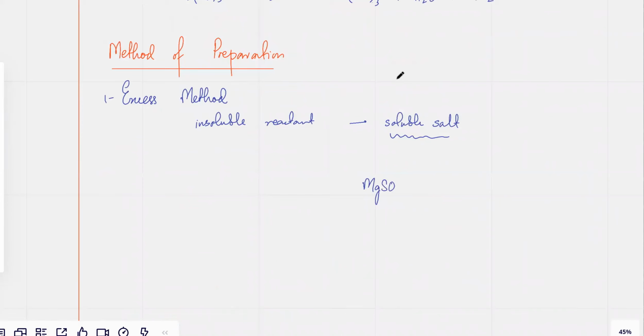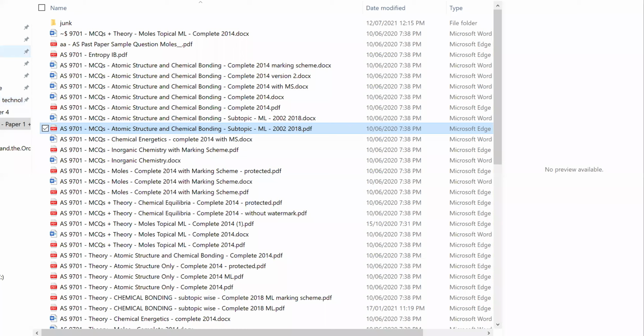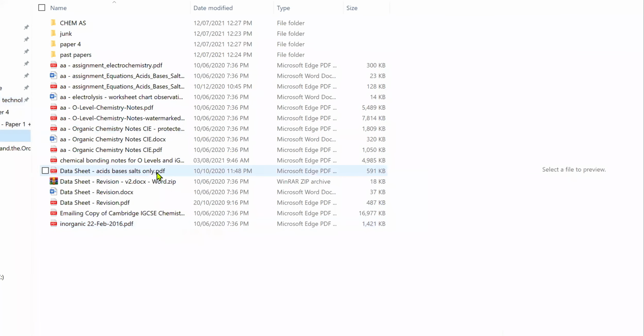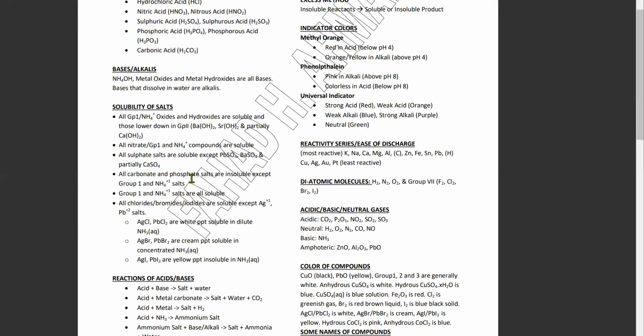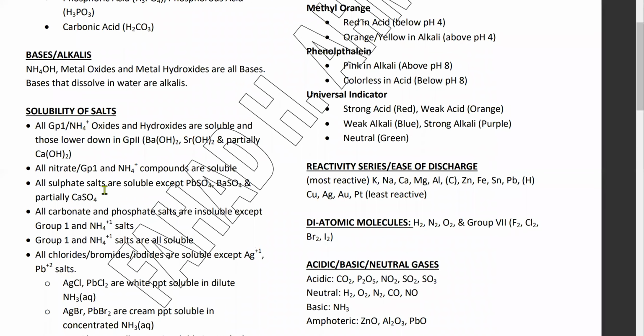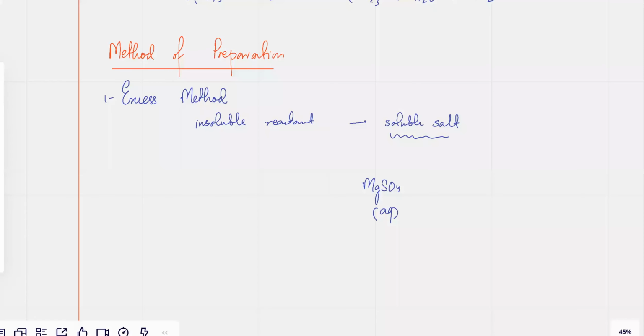According to the solubility table, MgSO4 is soluble. Let me open up the acids, bases, and salts datasheet. Anything that contains SO4 2-, the sulfate salts, are all soluble, except for these 2, 3 salts, all of them are soluble. So that means MgSO4 is aqueous, it's soluble.